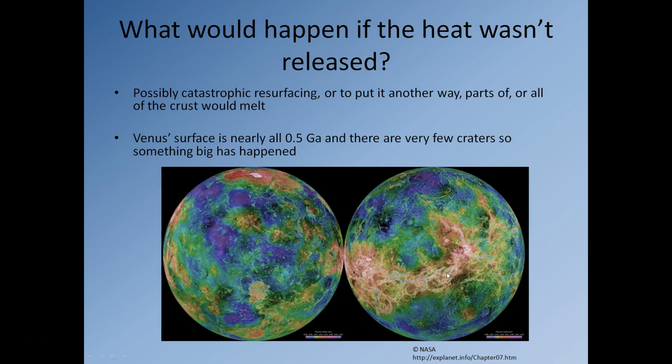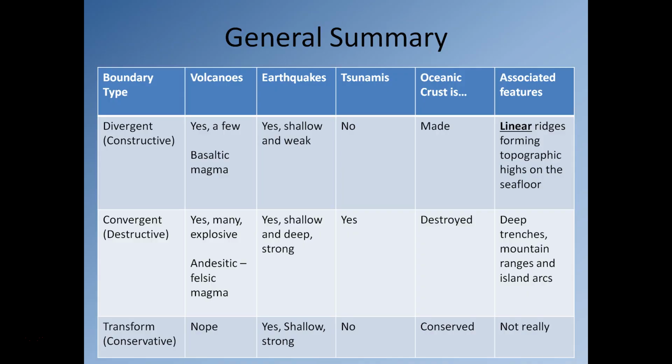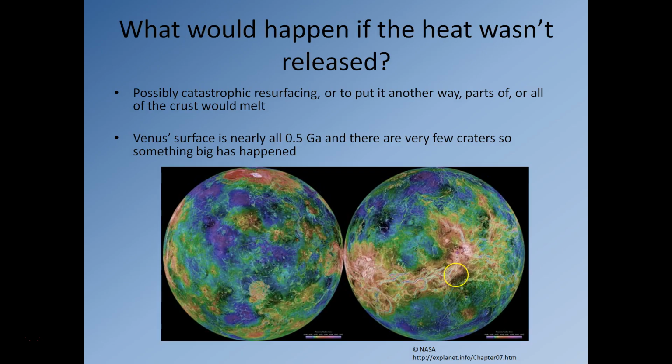So the final point is this: what happens if we don't get rid of the heat inside the Earth? When it really comes down to it, plate tectonics is just a mechanism to keep the Earth's interior cool. So what would happen if we didn't have plate tectonics? The process that would happen is called catastrophic resurfacing. But what does it actually mean?